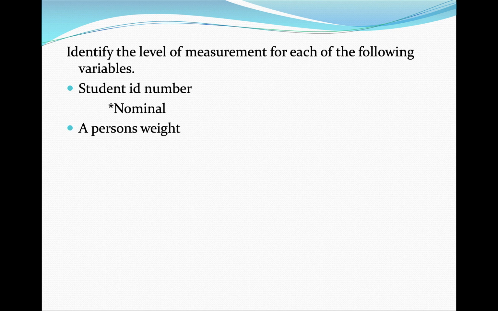A person's weight, that is ratio. 200 pounds is twice as much as 100 pounds. 0 is an intrinsic zero. It means no weight. Number of students in a class, that one is also ratio. Ratio is when you have meaningful ratios. 50 students is twice as many as 25. 0 means no students. So that is a meaningful ratio.